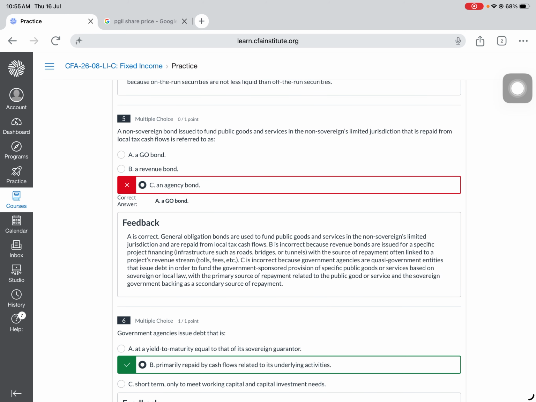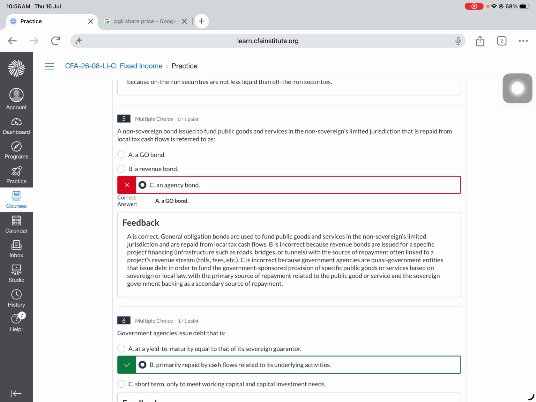A non-sovereign bond issued to fund public goods and services in the non-sovereign's limited jurisdiction, that is repaid from local tax cash flows, is referred to as general obligation bonds. It is a non-sovereign jurisdiction under which some goods and services are being provided, and out of that some revenue will be generated. So all these finances happen through general obligation bonds.